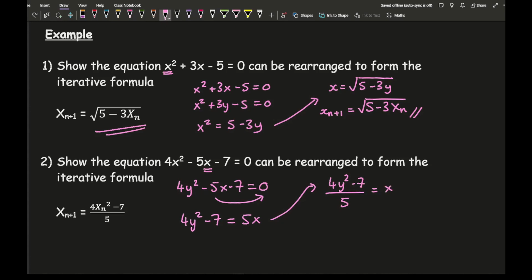which equals x, and then all that's left for me to do is replace the x with xn plus 1 and replace the y with xn. And there we go, and you can see there that I've got the exact same formula.